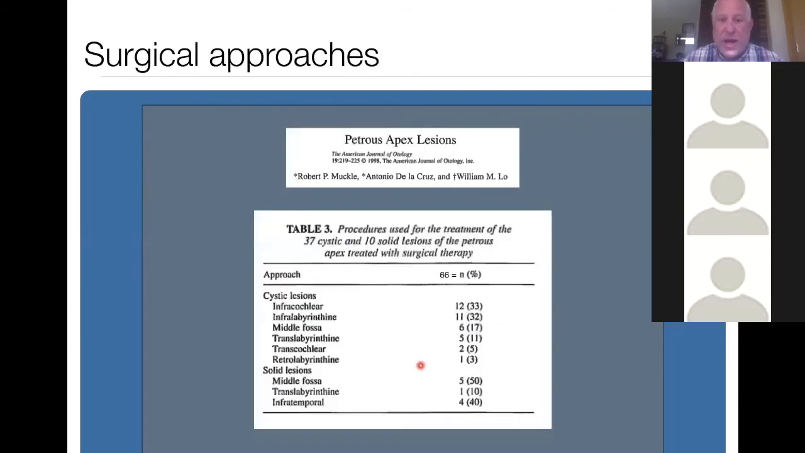We can also look at another study. This was done also by Dr. Antonio de la Cruz. It encompassed 66 patients, and they looked at the various procedures. Infra-cochlear wasn't much more, but it was 12 to 11 in terms of infra-cochlear to infra-labyrinthine. And why the difference? Most likely it has to do with the position of the jugular bulb, because the jugular bulb will predicate whether or not the infra-labyrinthine approach is viable.